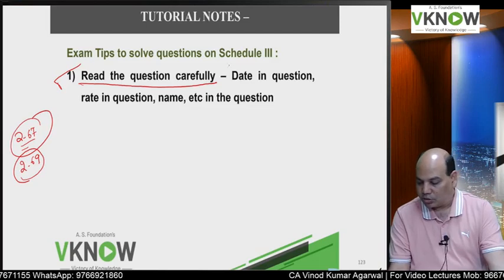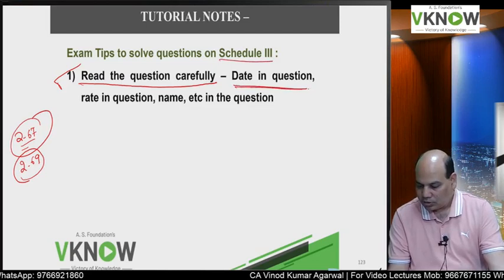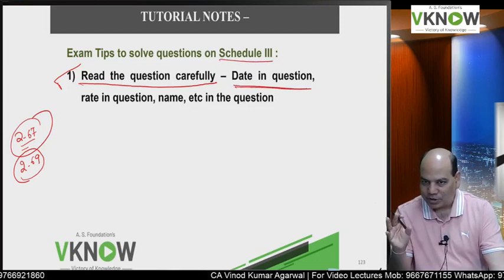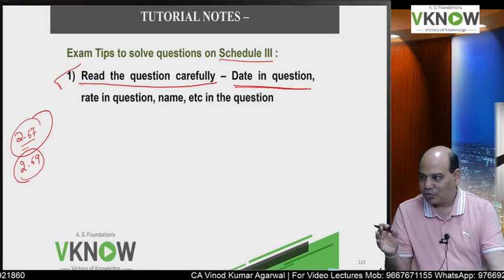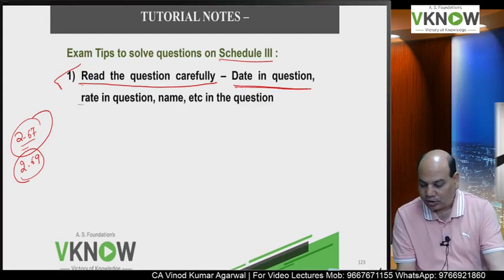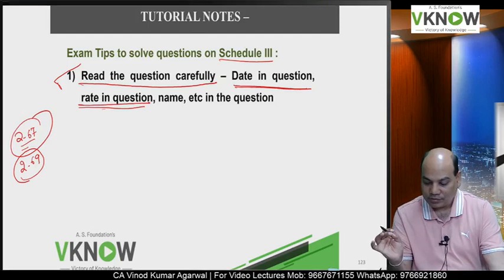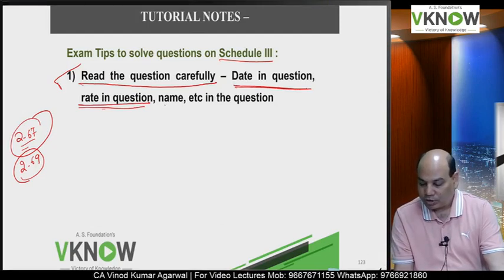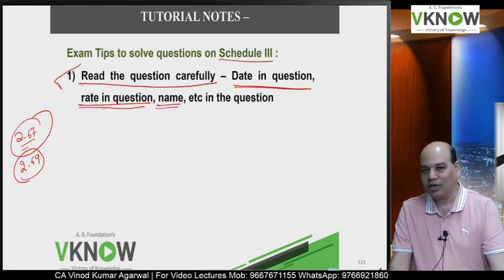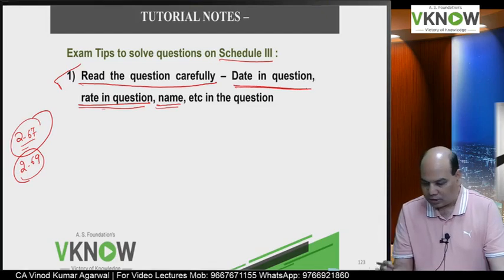And in Schedule 3 question, and also in other chapters, you have to mark the dates because they will ask you to calculate depreciation, interest, which will depend on the dates, present value. Then mark the rate in the question, for example for depreciation, for income tax, etc. Then there will be a lot of names also, name of parent, name of subsidiary, name of other investor will appear. So take care of that.